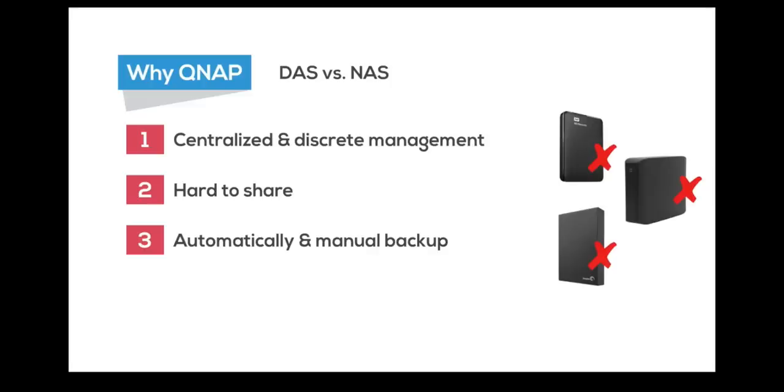Why QNAP Turbo NAS? What is a DAS? It's what most of you are familiar with, which is short for direct attached storage, such as your external hard drive via USB or Thunderbolt. It is usually cheaper and faster, but also lacks the scalability along with the ability to organize files.